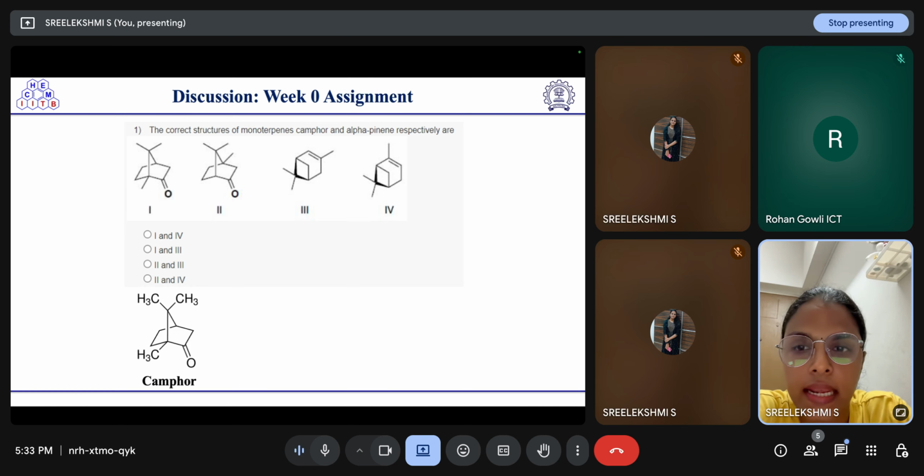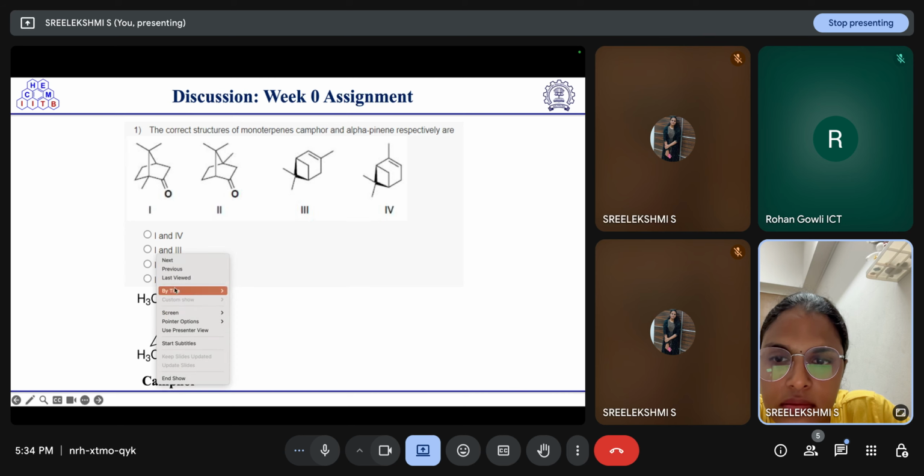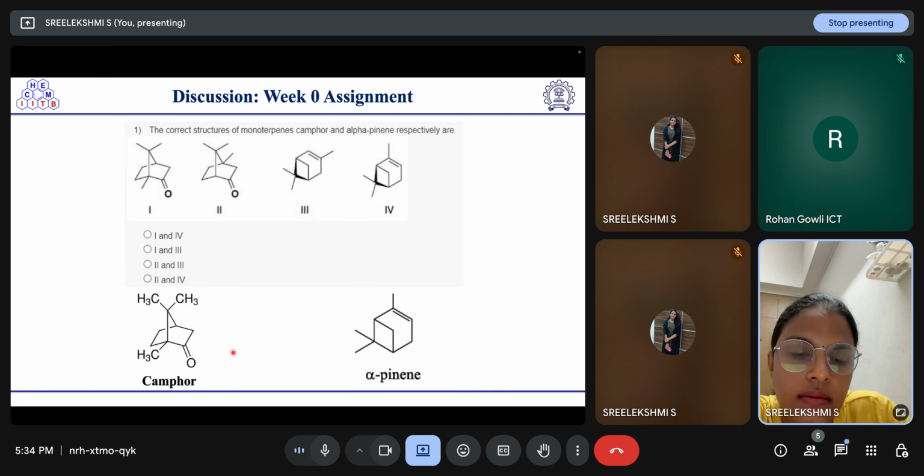Okay, so the correct answer is camphor. This is the structure of camphor, having a bridge system like this. Out of these two, this is the correct option for camphor. And the structure of alpha pinene is this one. So the correct answer is option 1.